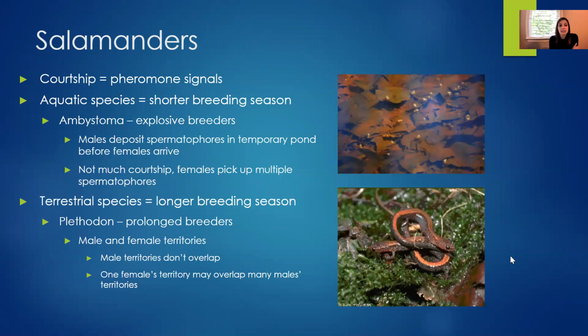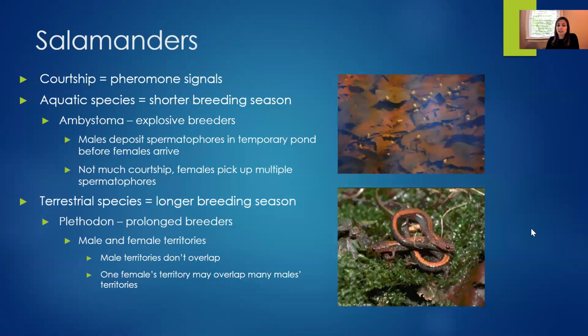So specifically, how do salamanders reproduce? Courtship happens with pheromone signals. So salamanders cannot vocalize the way the anurans can. So pheromone signals are chemical signals sent out that can be detected within a species. And we talked about those, the nasolabial grooves on some salamanders, and sometimes even the cirri that can receive those chemical signals.